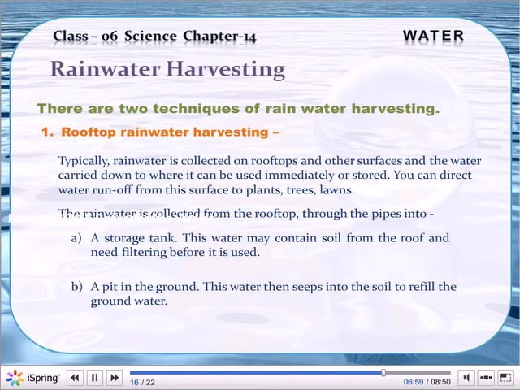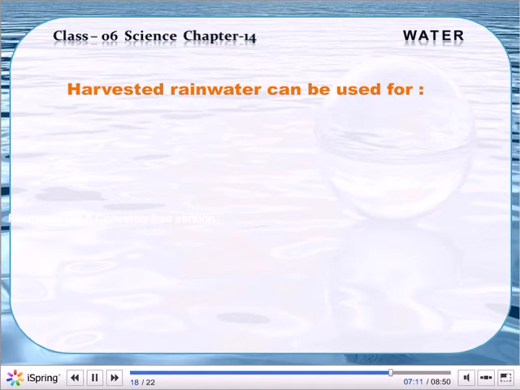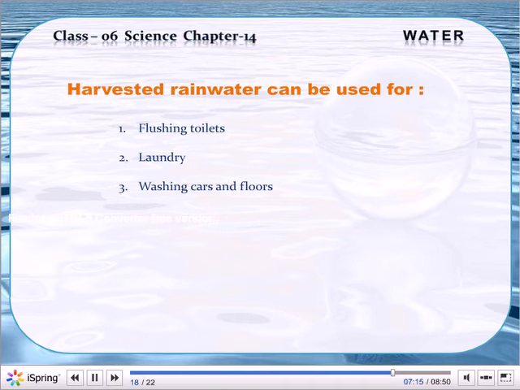A pit in the ground. This water then seeps into the soil to refill the groundwater. In this technique, the rainwater is allowed to go directly from the roadside drains into the ground. Harvested rainwater can be used for flushing toilets, laundry, washing cars and floors, construction activities, industrial process usage, gardening, fountains and lakes.